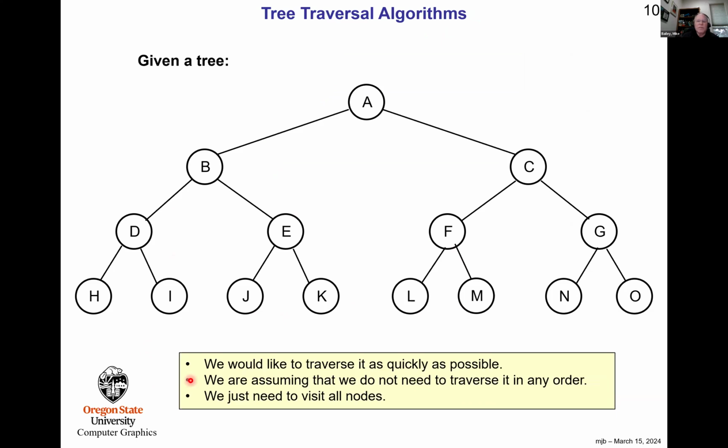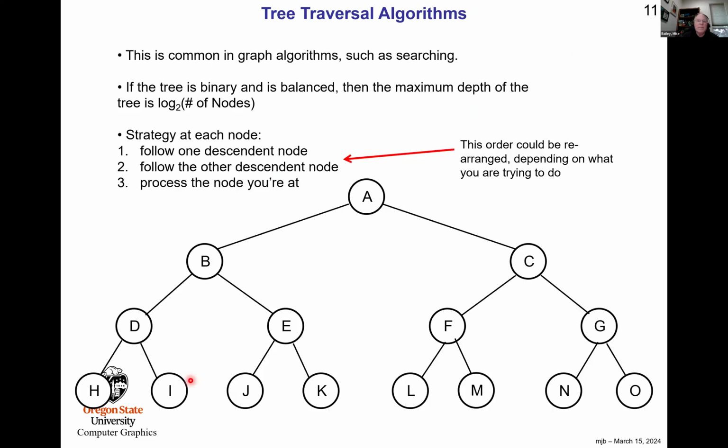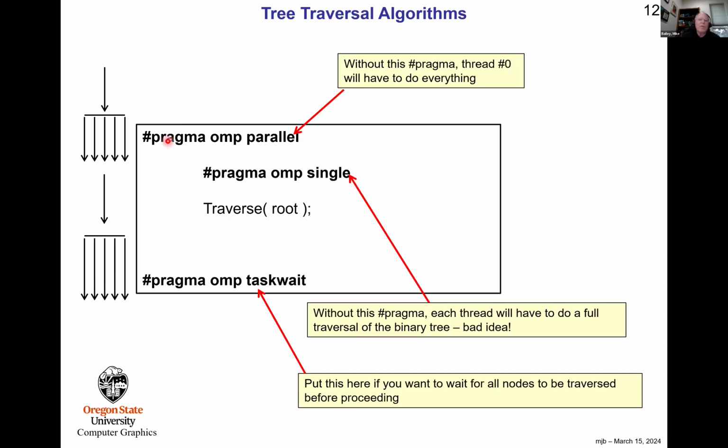Let's do a tree traversal. Same idea. Okay, this is common in graph algorithms or sorting algorithms, things like that. You've seen these in like CS261. So the strategy is let's follow one descendant node. So if I'm sitting at A, I'm going to go down to B. Then I'm going to go down to C, and we just go down the tree. We can rearrange this order, depending on if you're depth first or breadth first. That's okay.